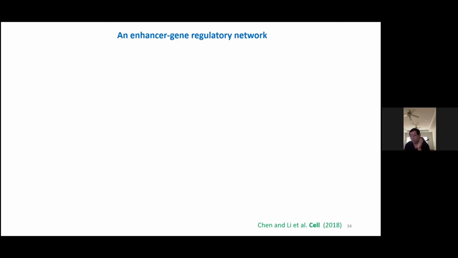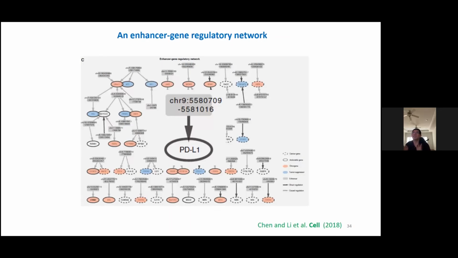So with this approach, we could build a gene enhancer regulatory network. In this network, we especially focus on the therapeutic targets. Each circle represents one therapeutic target. Each box represents one enhancer. And one pair we inferred that got a lot of attention is PD-L1. As you know, PD-L1 is a major therapeutic target for immunotherapy. We found that on chromosome 9, there's a short enhancer, we can call it enhancer 9, which directly regulates PD-L1.